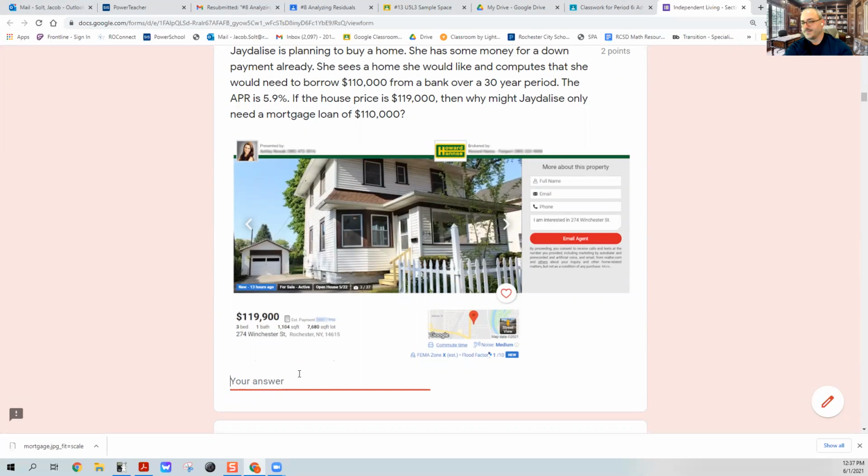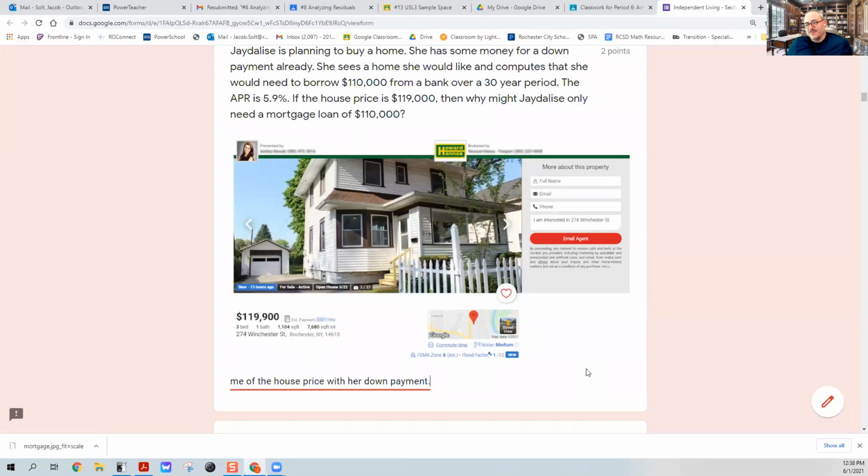So the mortgage is only $110,000 because she is paying some of the house price with her down payment. So basically I need to see down payment or savings somewhere in the answer here. That's the trick of it. The loan is only $110,000 because she's paying off some of the house early on with that initial down payment.